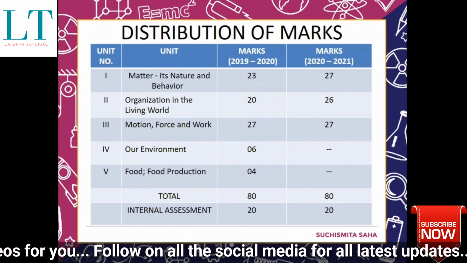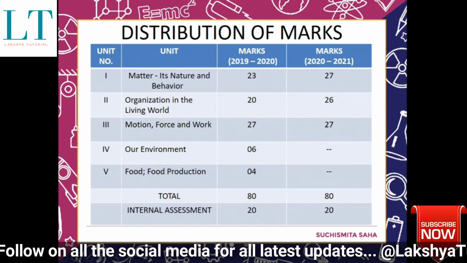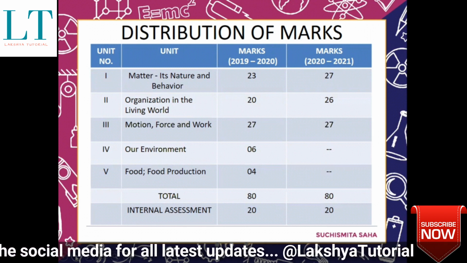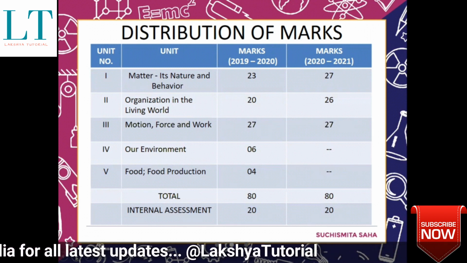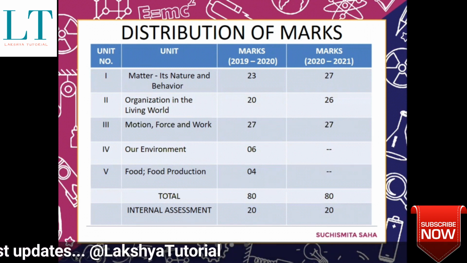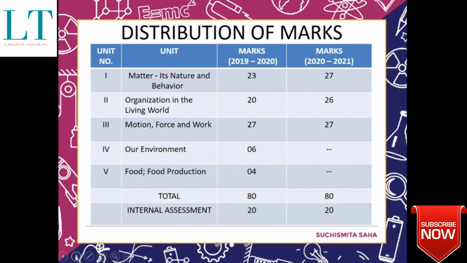Organization in the living world, previously it was coming for 20 marks, and this time it's going to come for 26 marks. And again, in this part also we have one total chapter excluded. So the rest of the chapters are of very huge importance at this particular time of your preparation. So prepare those chapters very well, go through every detail and study everything clearly.